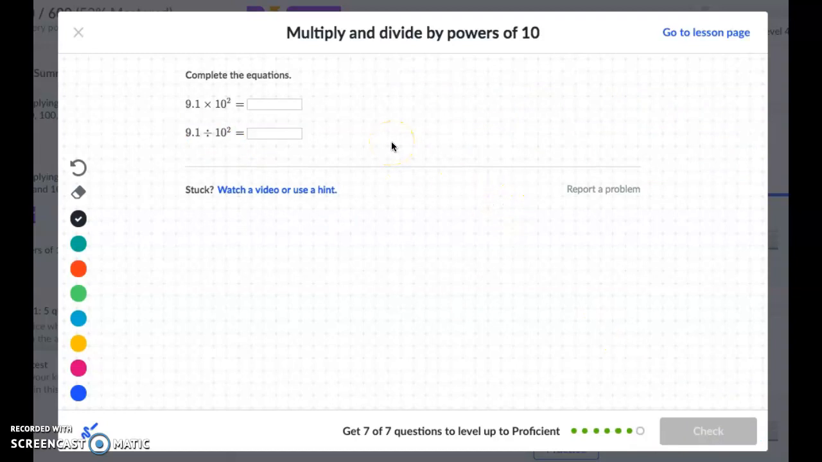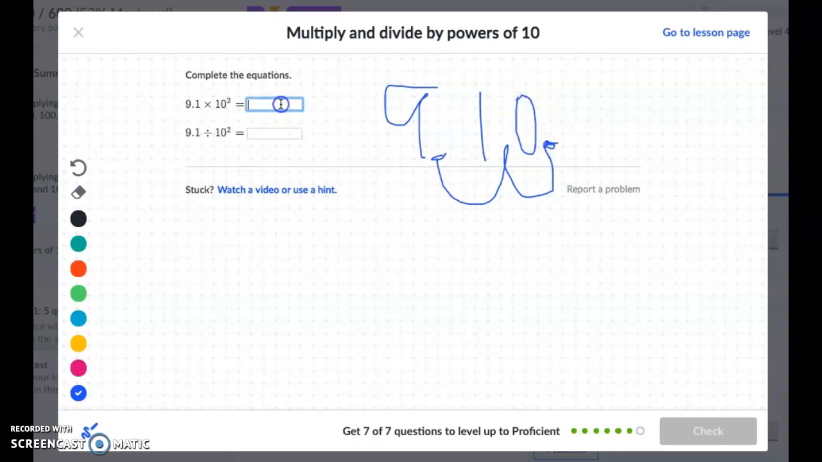Last question, 9.1 times 10 to the 2. So again, 9.1. And if we multiply it times 10 to the 2, I'm going to move it 2 places. 1, 2. So that's where my decimal is going to go. I have to fill in that gap with a 0. So my answer is going to be 910.